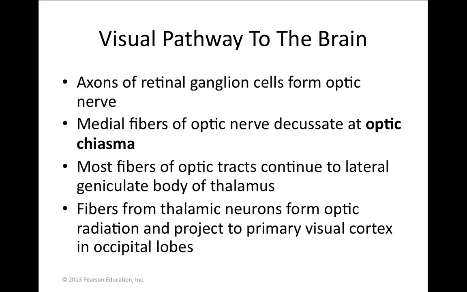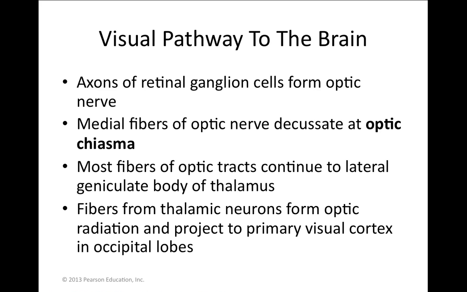So how do we get the signal from the eyes to the brain? Well, the axons of the retinal ganglion cells will form the optic nerve at the optic disc, which is your blind spot, and they will send signals to the brain, but there are several pathways that they can take. Some will go to the occipital lobe, but there are other regions of the brain that will also play a role in sensing vision.